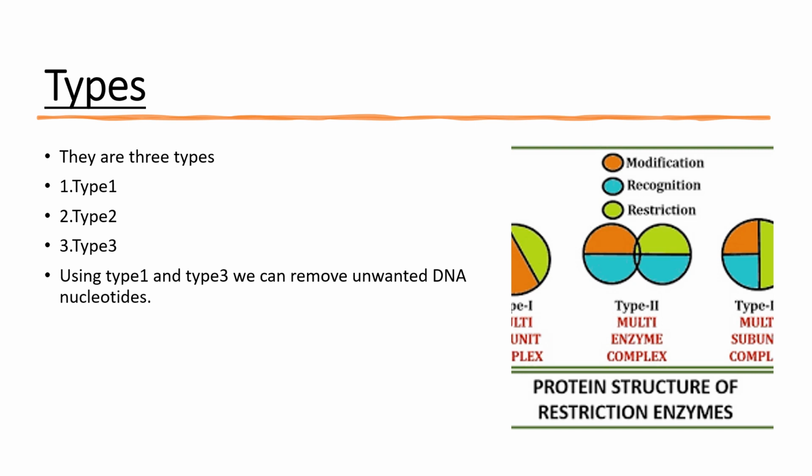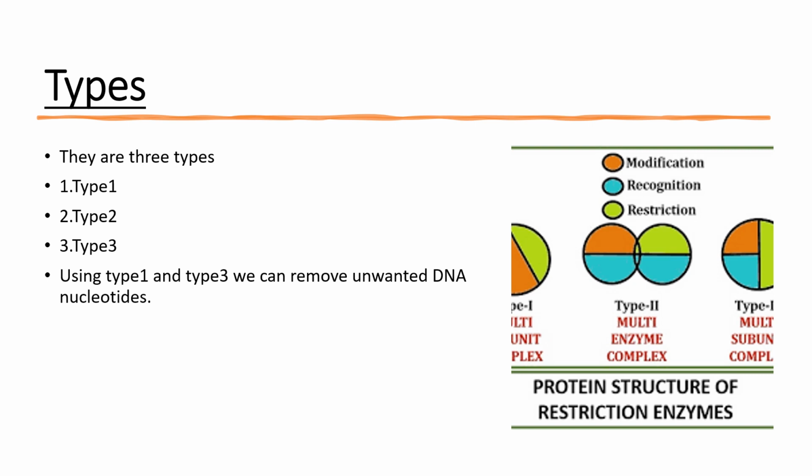There are various types of restriction enzymes. Generally, there are four types of restriction enzymes, but we study only three because the fourth type is considered as type 2S. So, there are three types of restriction enzymes. The type 1 restriction enzyme cuts 1000 base pairs away from the target site, and it is cheaper compared to type 2 and type 3.